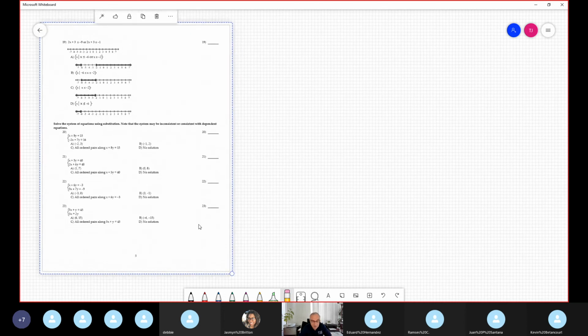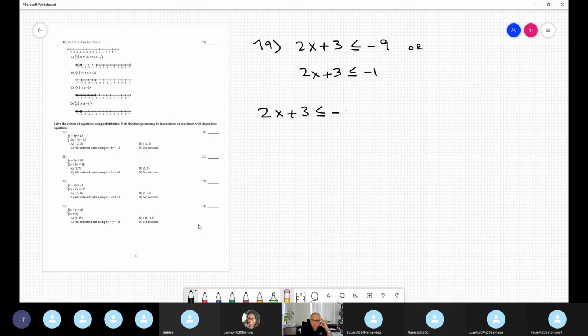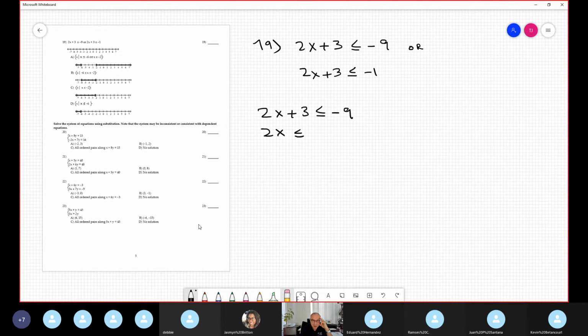Okay, let's do 19. I think it's similar. I think it's 2x plus 3 less than or equal to -9. Or, again it is OR, let me copy down, 2x plus 3 less than or equal to negative 1. Okay, I solve the first inequality. 2x less than or equal to minus 9 minus 3. 2x less than or equal to minus 12. Divided by 2, x, and you are dividing by a positive, so the inequality sign stays the same. It's minus 6. This is the answer for the first part.